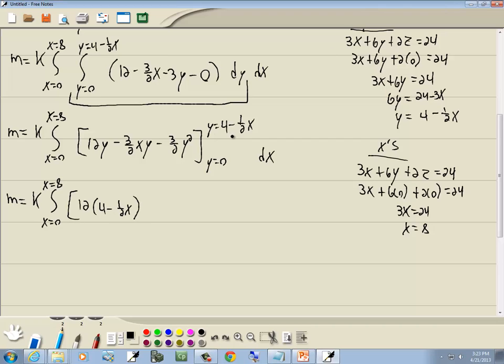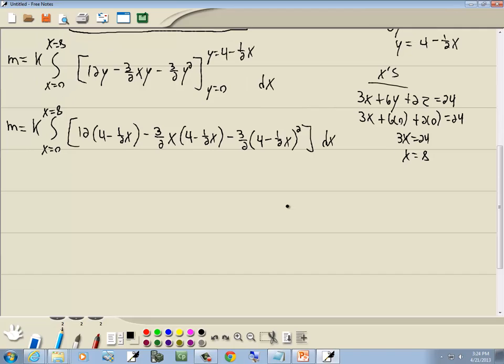Again, we're plugging this in specifically for y. Doesn't change anything else. So minus 3/2 x times y, which was 4 minus 1/2 x, minus 3/2 times 4 minus 1/2 x squared dx. Now let me double check that. 4 minus 1/2 x minus 3/2 x, y minus 4, okay, minus 3/2, 4 minus, okay. And then we got x equals 0 to x equals 8.